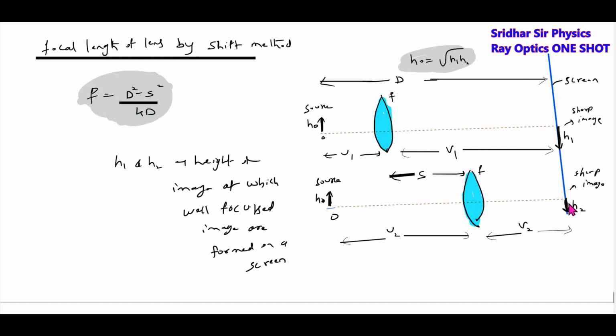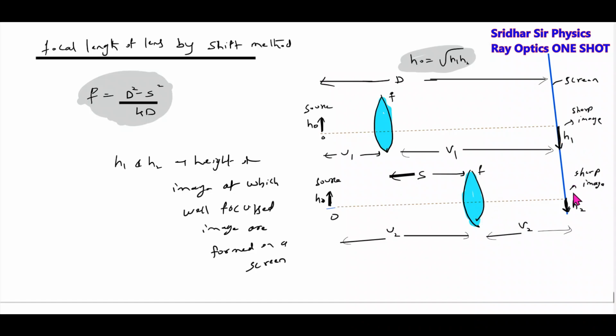How to know that there's a sharp image? The height of the object and the height of the images will be related by this equation. Then I'll note down the position of the lens at which a sharp image is formed on the screen. The difference in those positions we call the shift. And what is the capital D? The distance between the source and the screen. This will be a fixed value. I'll measure the shift and I'll get the focal length of the convex lens. This is the focal length of the lens by the shift method.